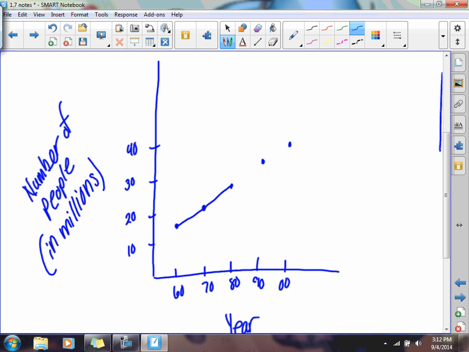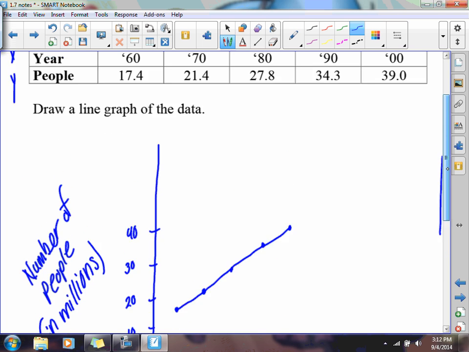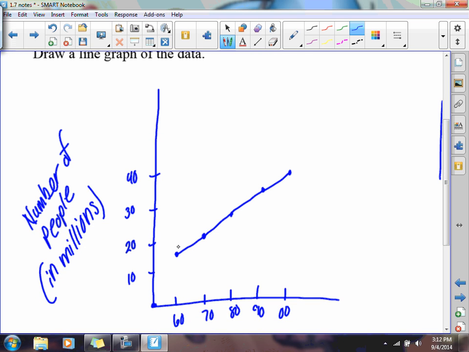with little line segments. Now, a common mistake that students make is they connect the origin with the very first data point, and we don't want to do that because that says that the data point (0, 0) is in your table, and that's not true. In this case, our table started in the year 1960. So this is our first data point. So that's where we want to start connecting our lines.